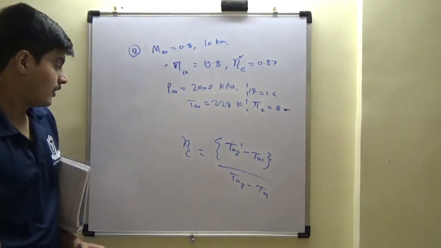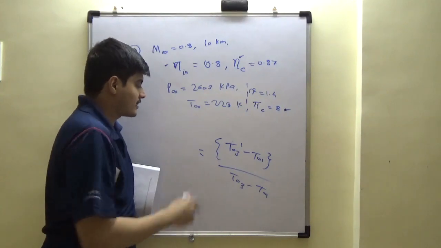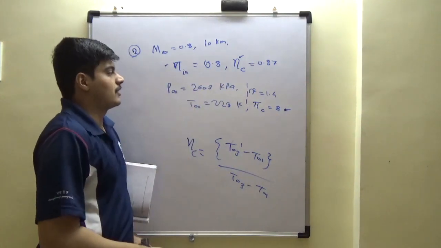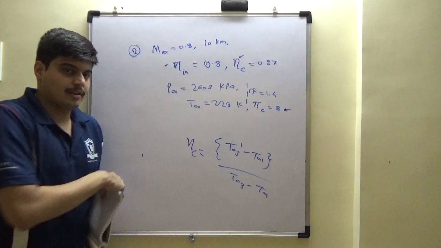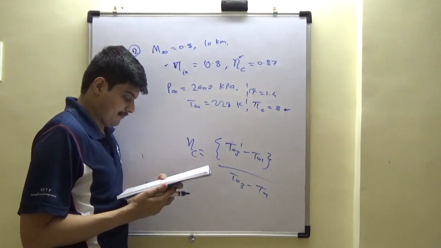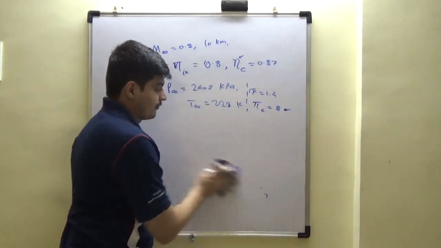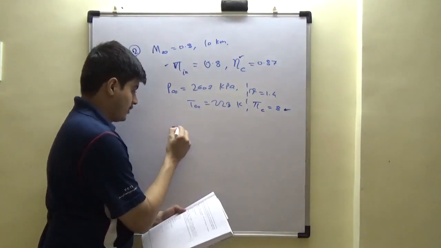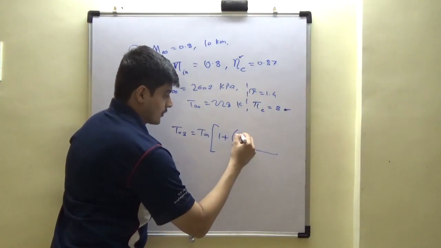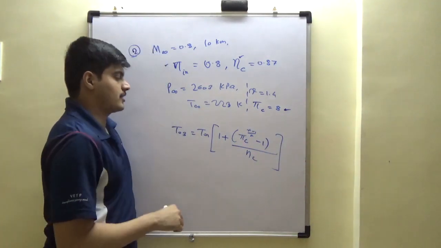See what I have done? I have, for you, re-walked all the steps of the eta_C, pi_C relation from the engine, so that you are very clear. How is the efficiency defined? I have walked you through how the efficiency is defined, which means based on this relation, I will substitute and get T03 as T01 times 1 plus pi_C raised to (gamma minus 1) by gamma, minus 1, upon eta_C.